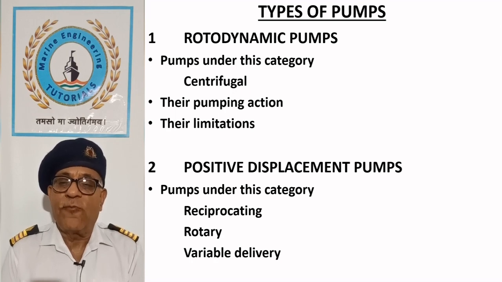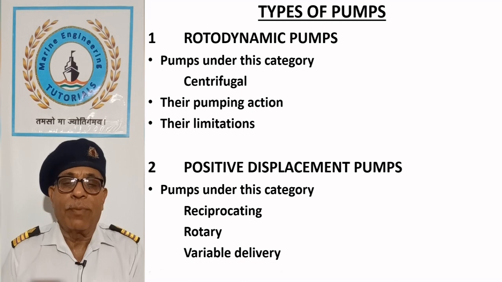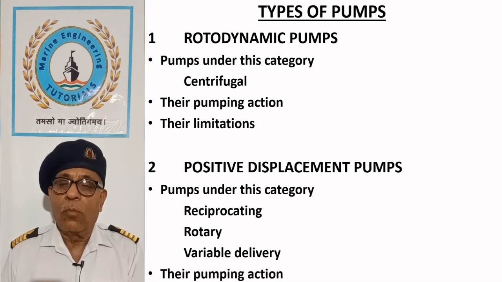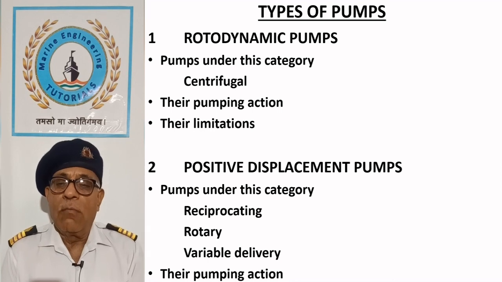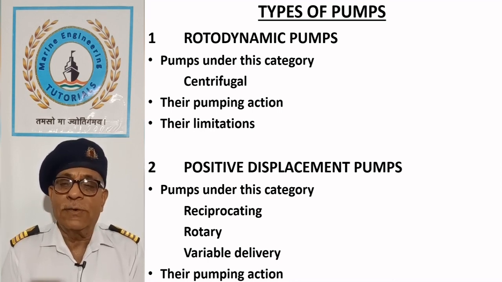Piston and plunger pumps fall in the category of reciprocating pumps. Gear pump, screw pump, vane pump, etc. fall in the category of rotary pumps, whereas the variable delivery pump is a combination of both reciprocating and rotary pump. Pumping action is achieved by mechanical variation of chambers, thereby displacing the liquid from suction to discharge side.